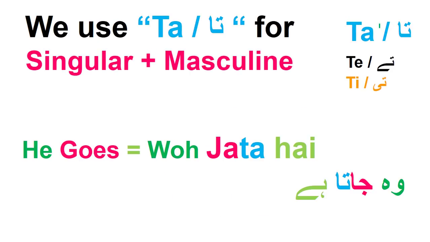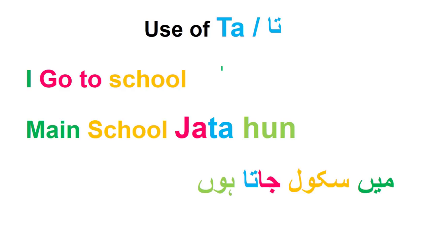We use ta for singular plus masculine. For example, here we have he goes. He is masculine and also singular. So वो जाता है. Verb plus ta. To the root of the verb we added ta for singular plus masculine, and it becomes jata. He goes, वो जाता है.